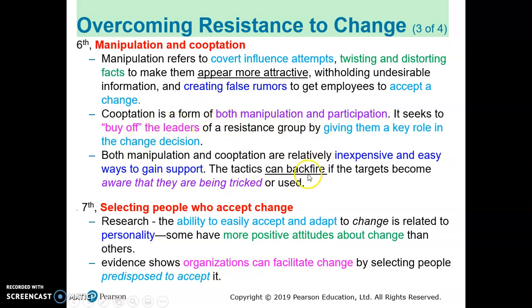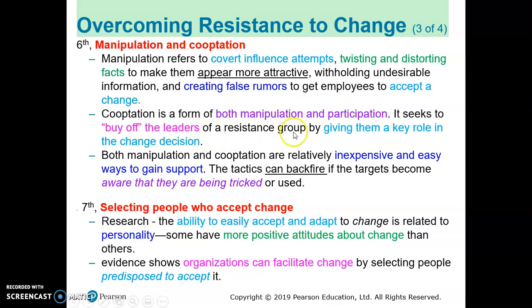Buying off doesn't mean directly using cash or other means, but giving them a key role in the change decisions. That means giving them more power in terms of making decisions. So they will perceive that they have been given more priority, and they may be able to tolerate the request from the organization to change. This is a diplomacy kind of strategy, focusing on the leaders, because the leader will influence the members.